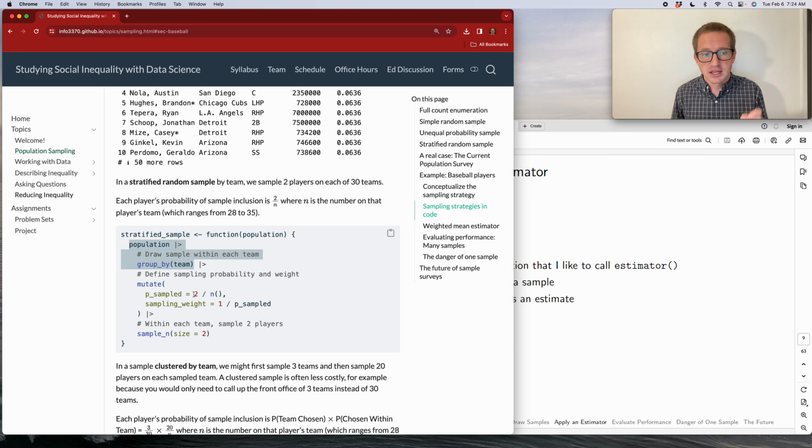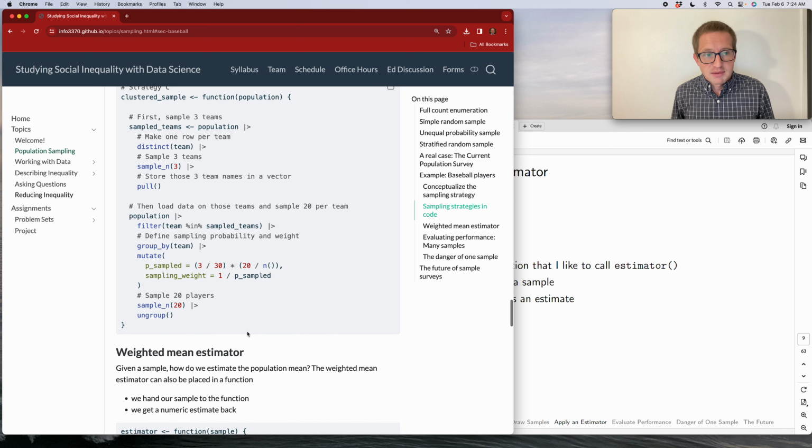Each player's probability within the team is 2 divided by the number of players on the team. Here I've omitted the probability that their team is selected because we always select all of the teams. The sampling weight is the inverse probability of sample inclusion, and then we draw our sample. So because we're grouped by team, we're going to sample 2 players per team.